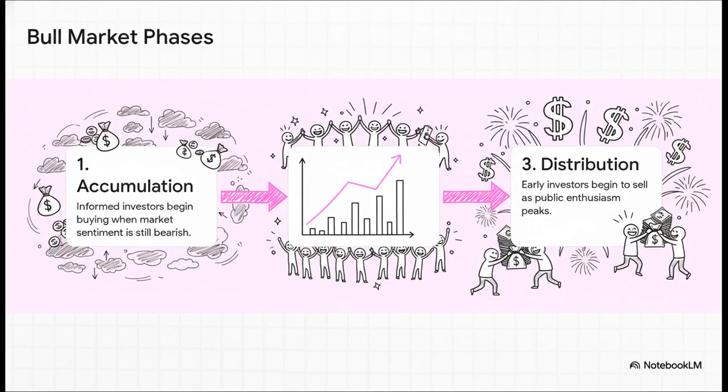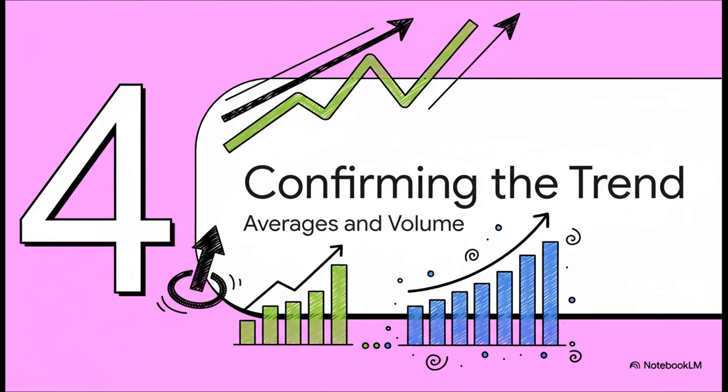And finally, you hit the distribution phase. This is where those smart, early investors start selling their shares to all the enthusiastic latecomers, right when hype and speculation are at a total fever pitch. Okay, so if we know what these trends and phases are supposed to look like, how do we actually identify one with any confidence?